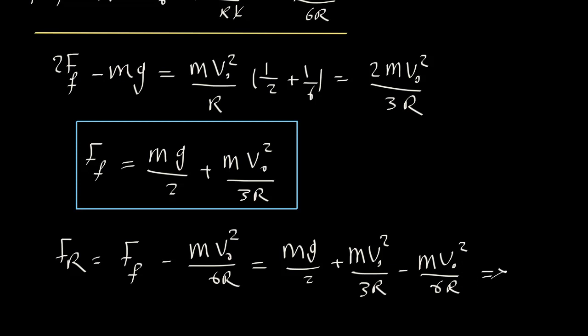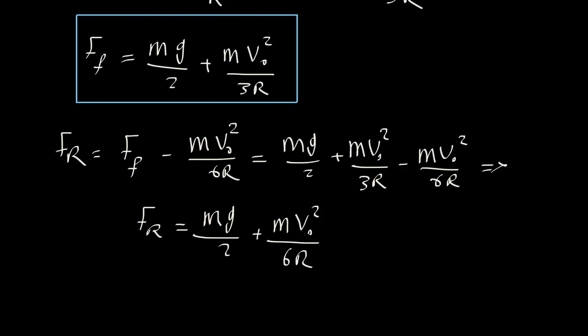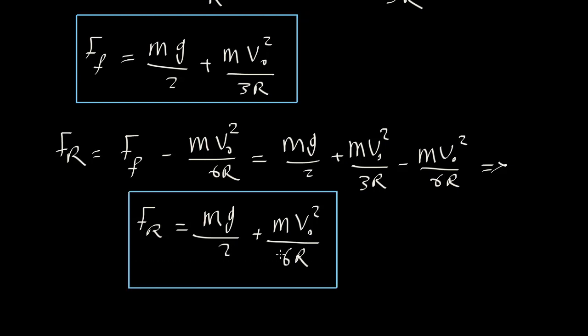So here we get f of r is equal to mg over 2, and here we have 1 over 3 or 2 over 6 minus 1 over 6, that's 1 over 6. So plus m v naught squared over 6r. So the force at the rear wheel also increases by this much, m v naught squared over 6r.